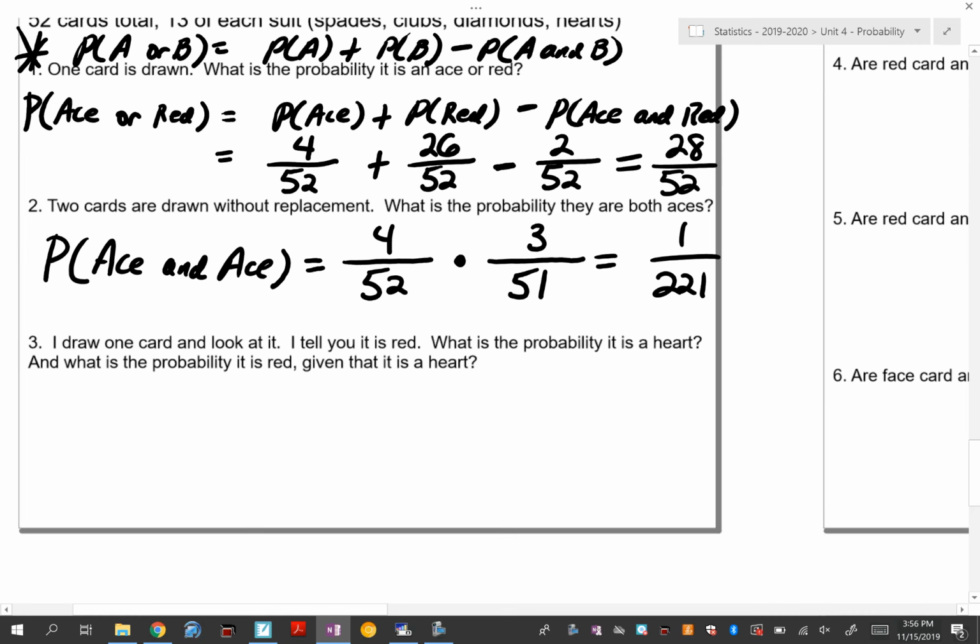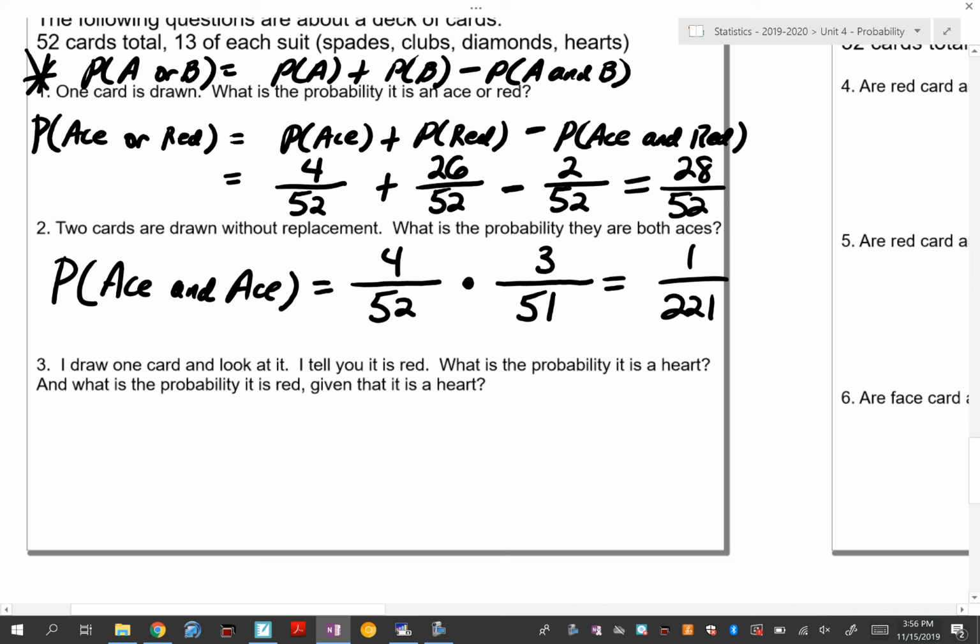Number 3. I draw a card and I look at it and I tell you it's red. What's the likelihood that it's a heart? So this problem is screaming at me to do a conditional probability. What is the given? What am I telling you? I'm telling you that it's red.